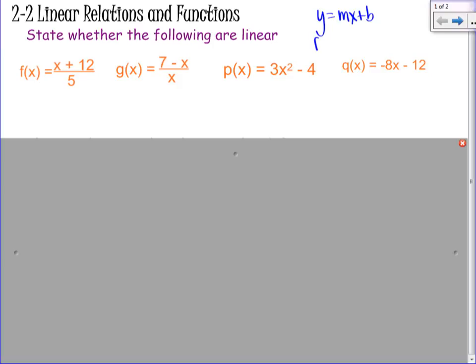Okay, now y is the same thing as writing f of x. But the equation of the line itself has a number here and a number here. Okay, so that would be what a line would look like. So looking at that first one over there, f of x equals, would that be able to be written as mx plus b?